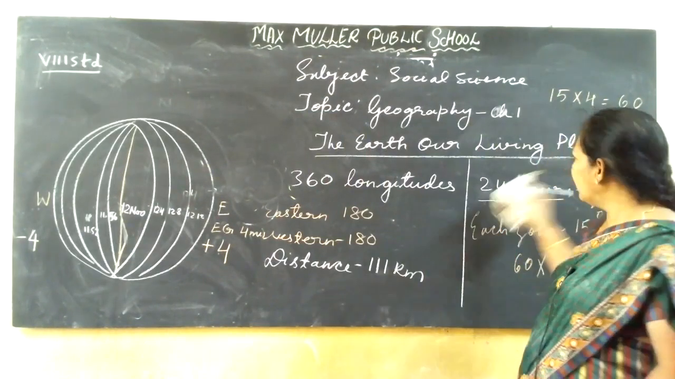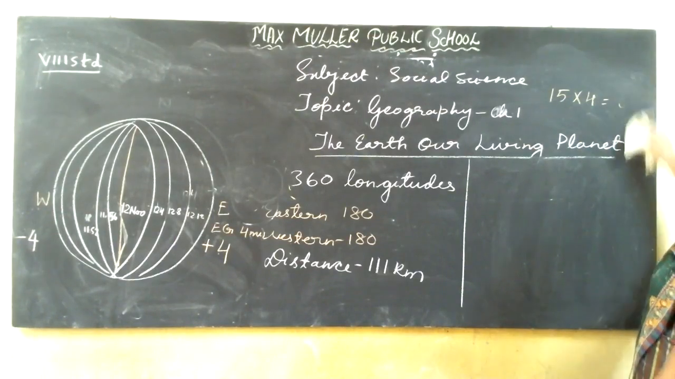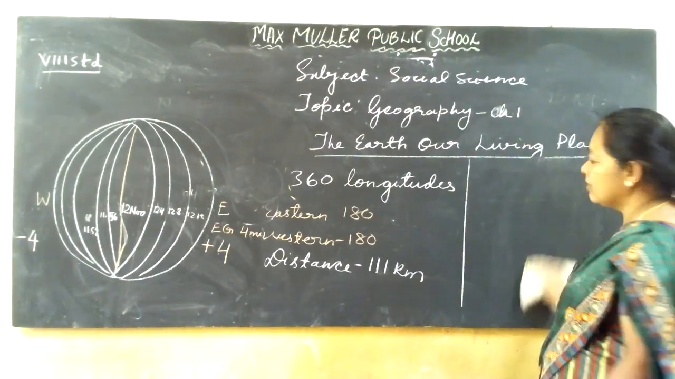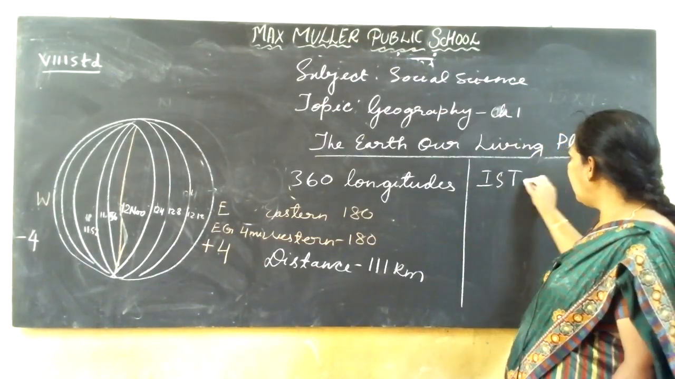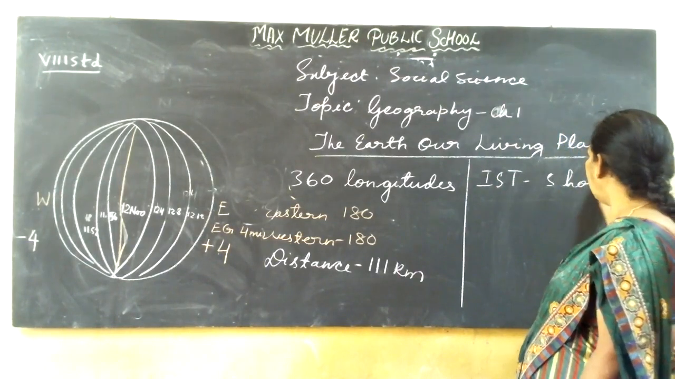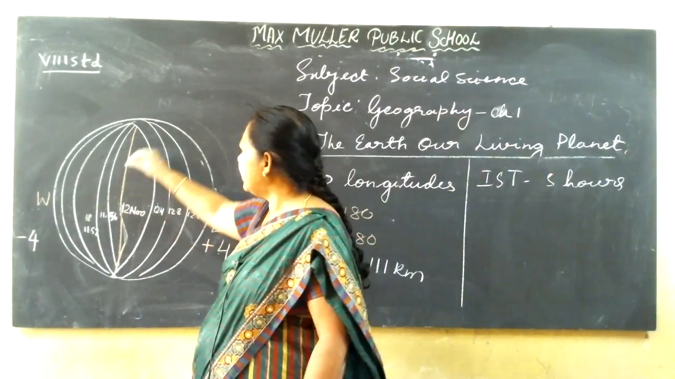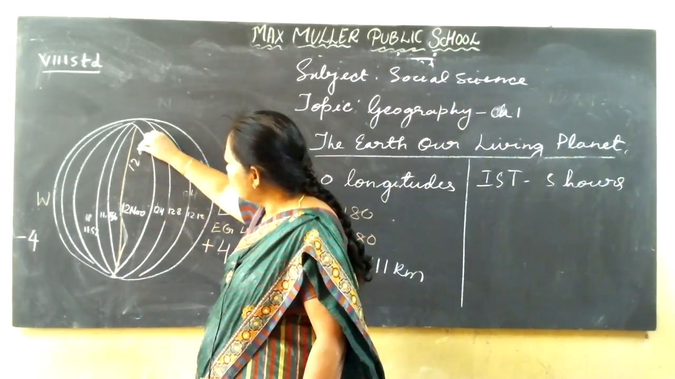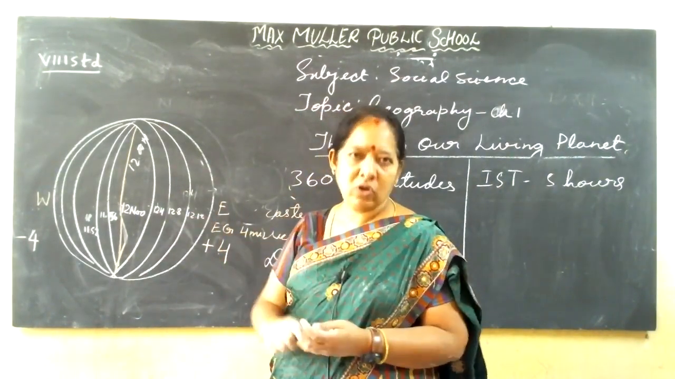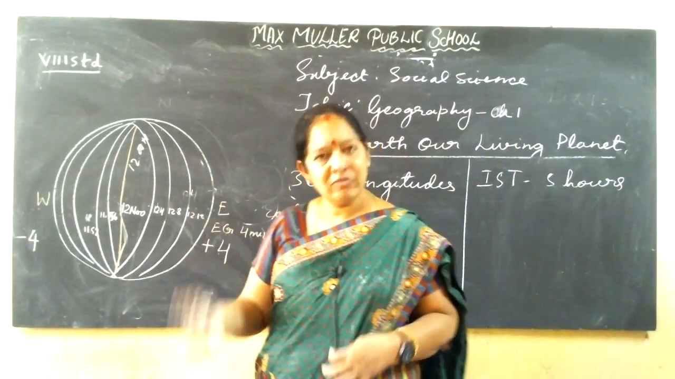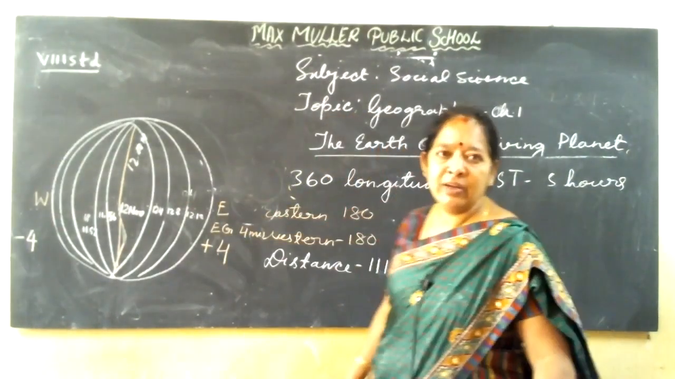But in India, we are following IST, that is Indian Standard Time. So we are 5 hours ahead of Greenwich Meridian Time. Suppose here it is 12 o'clock noon, so in India it will be 5 o'clock, right? Because we are situated in the eastern hemisphere, that's why.